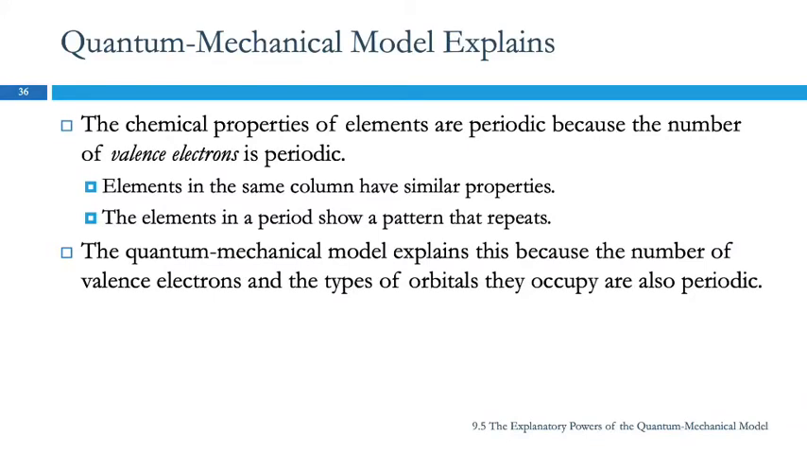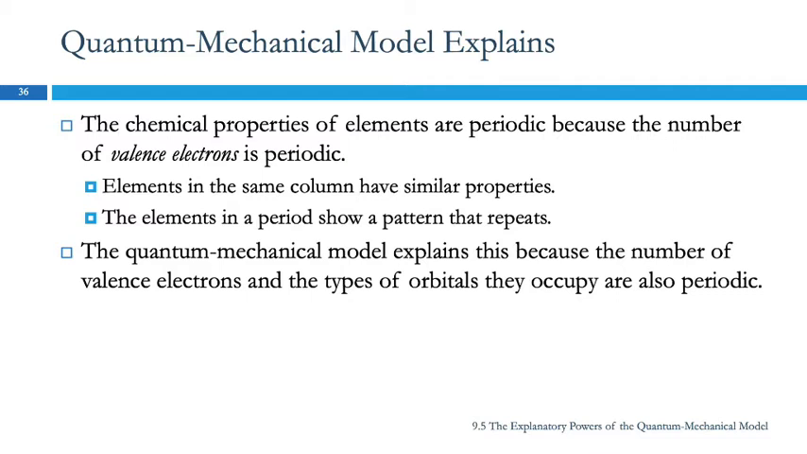Here we're going to look at how quantum mechanics explains things. So we know that chemical properties of elements are periodic, but why? It's because the number of valence electrons is also periodic. Elements in the same column have the same properties. Elements in the same column have the same number of valence electrons. And we also see patterns that repeat if we look across a period.